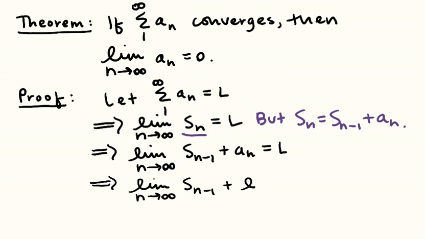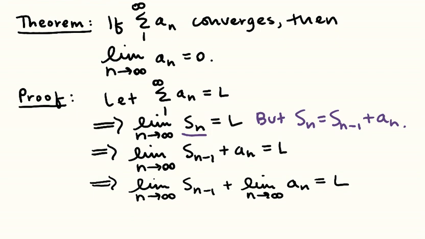Plus the limit of the terms, that's still equal to L, just using that property of limits. Now, the limit as n goes to infinity of S sub n minus 1 is going to be the same as the limit as n goes to infinity of S sub n. Right? As n gets really large, you subtract 1, it's still really large.